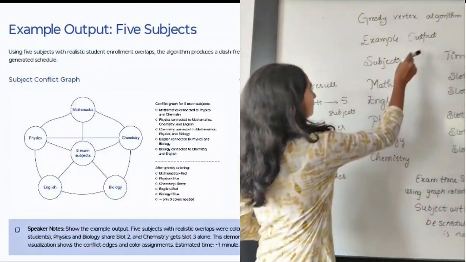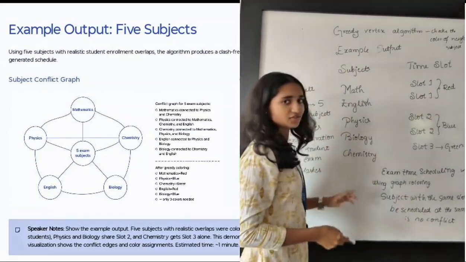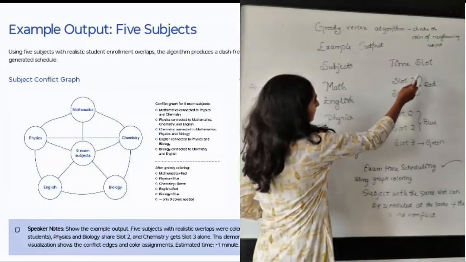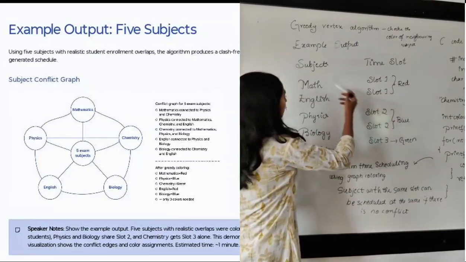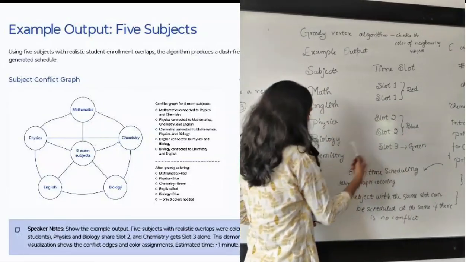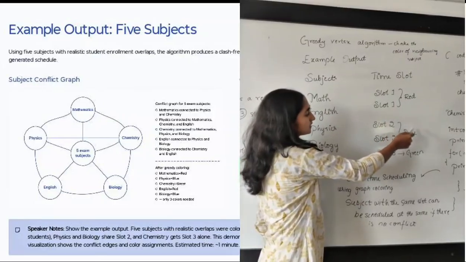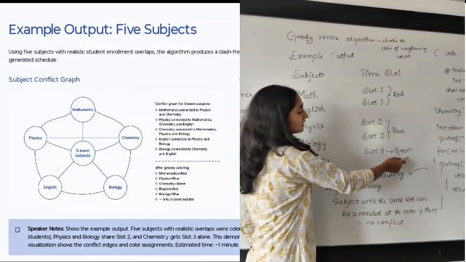So this is our example output. The subjects are Maths, English, Physics, Biology and Chemistry. According to the time slots, slot 1 has Maths and English, slot 2 consists of Physics and Biology, slot 3 consists of Chemistry, and slot 1 is assigned red, slot 2 is assigned blue and slot 3 is assigned green.